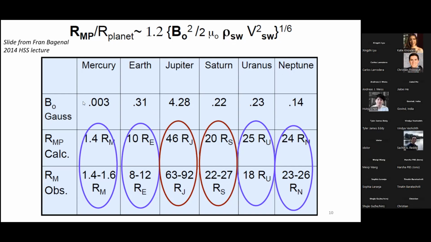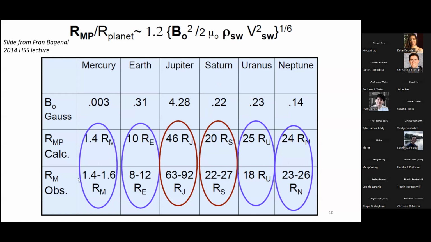This is what you get if you calculate, using that pressure balance, the magnetopause location relative to the radius of the planet. At Mercury, it's a fraction of a Mercury radius. So the magnetopause is very close to the surface of the planet, only about 0.4 Mercury radii out. At Earth, it's about 10 Earth radii out, more or less, on the day side. At Jupiter, this equation predicts that it's 46 Jovian radii out because of that much stronger magnetic field and the weaker density. And Saturn 20, Uranus 25, Neptune 24.